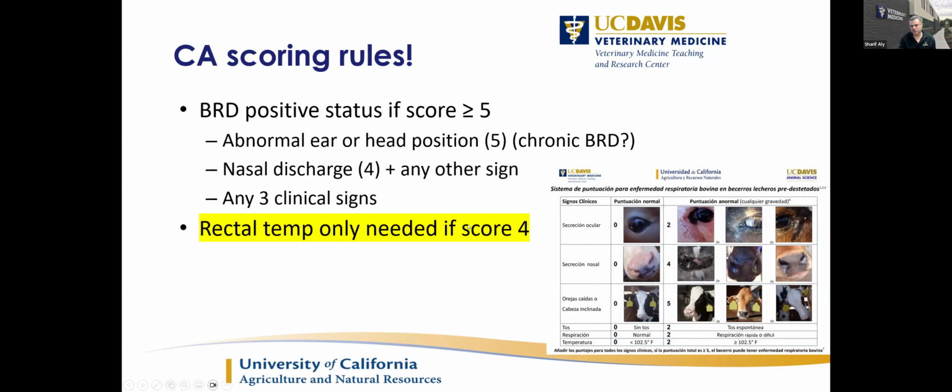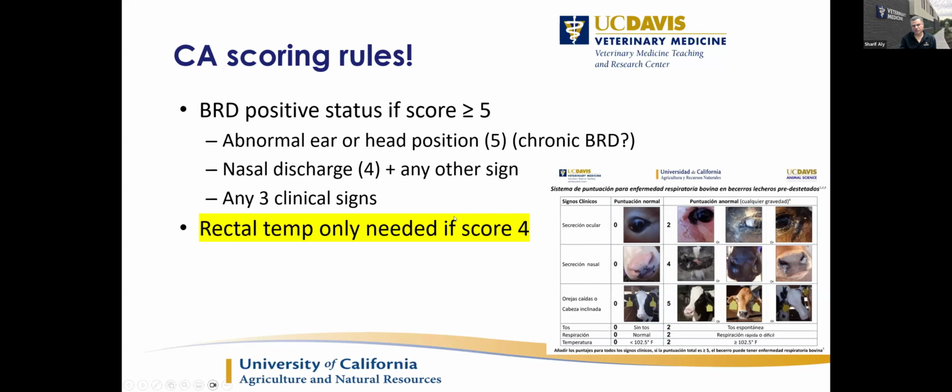And the nice thing is you don't need to jump into the hutch and take a temperature with every calf. You only do that if the combined total of the visible scores is exactly 4. At this point, you're not quite sure whether fever exists or not, because if it does, then it's a BRD score positive, and you want to jump in and get the temperature of the calf in the hutch, if you will.